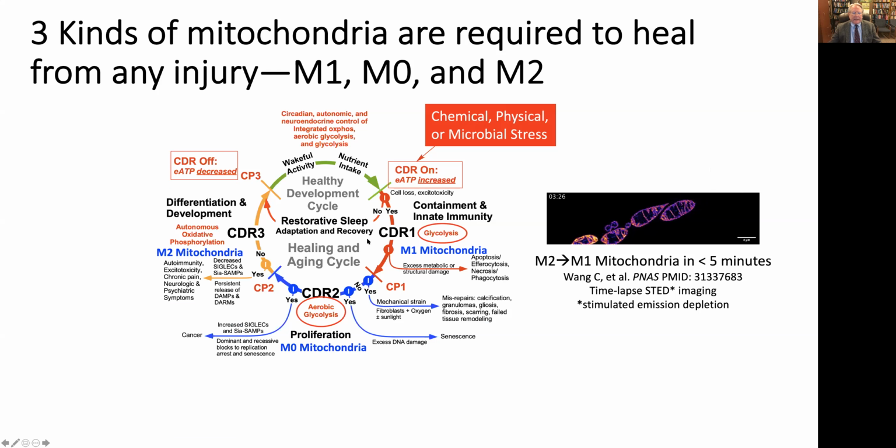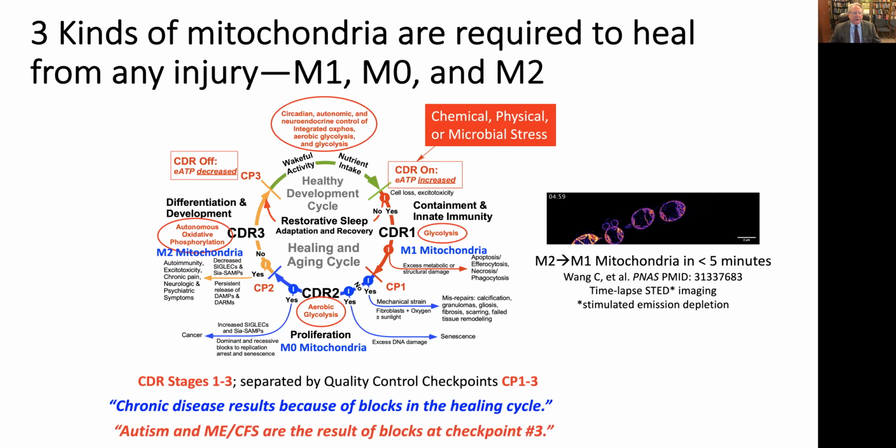After the injuries have been contained and the infection has been contained, then cells have to be replaced in a proliferative phase that requires M0 mitochondria. And ultimately what we find is there are checkpoints that identify the transitions between these three different types of mitochondria, M1, M0, and M2, that ultimately can be traced back to a number of different cytokines and metabokines, and we're going to be focusing on extracellular ATP. So initially you start with increased extracellular ATP, and you complete the healing with decreased extracellular ATP.